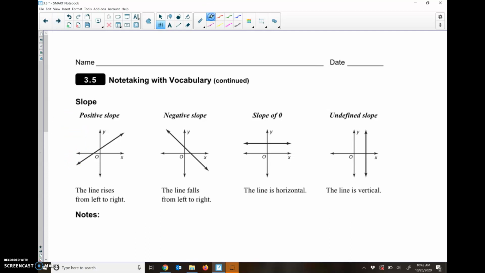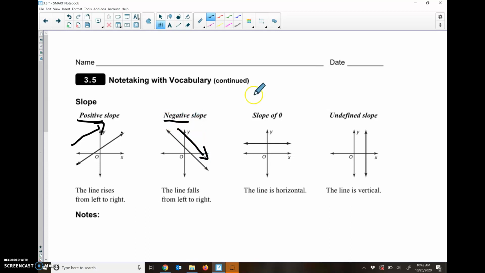So in the United States, we read things from left to right, and it's kind of the same thing for math. So from the left side of this line to the right side of this line, it is going up, and so we call that a positive slope. Same thing here, from the left side of this line to the right side of this line, it is going down, so we call that a negative slope.